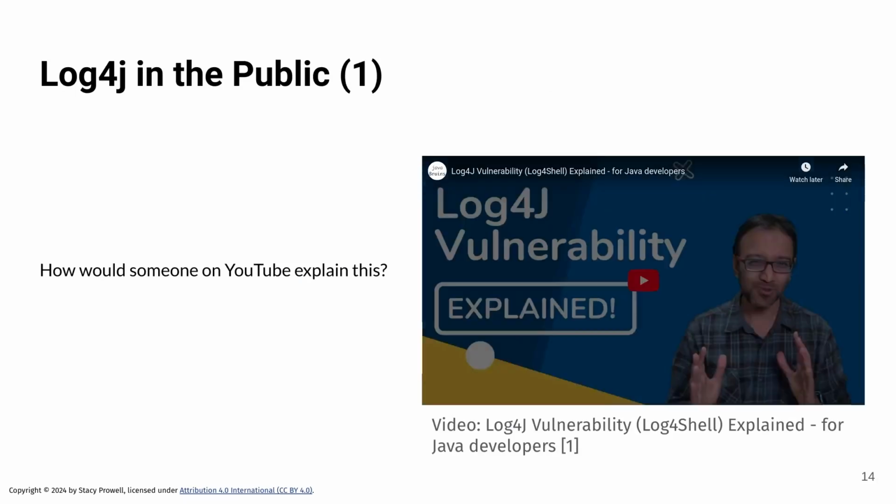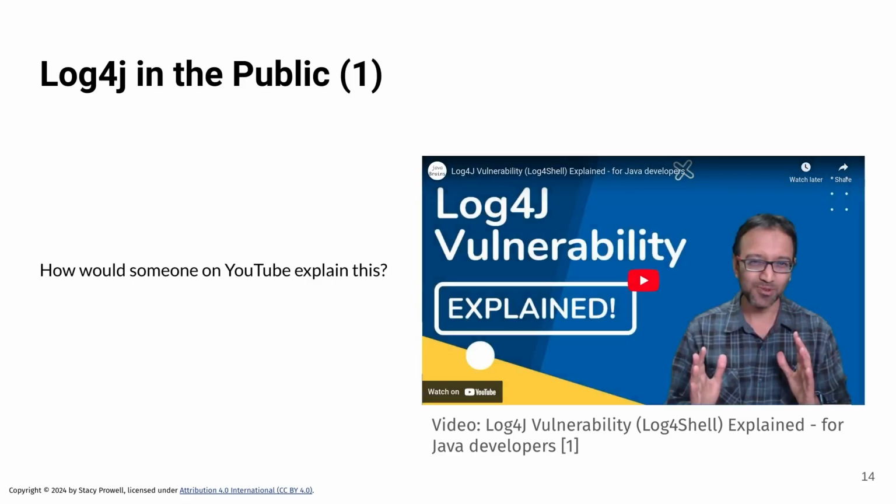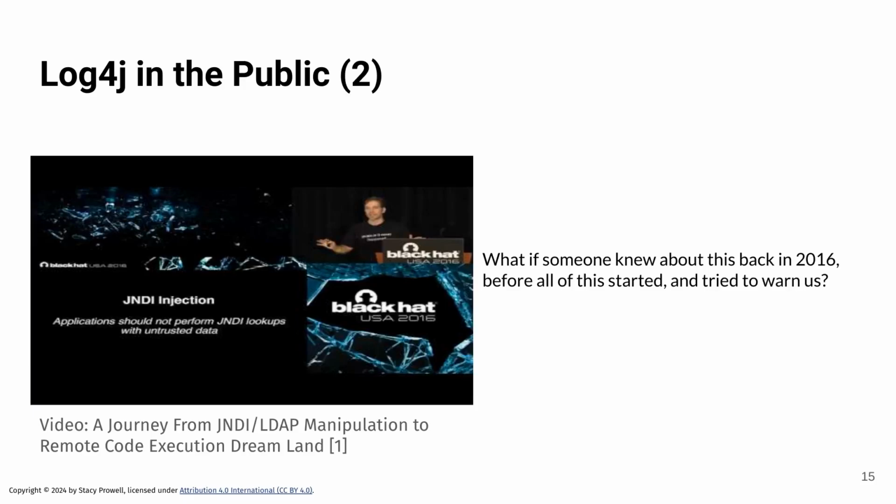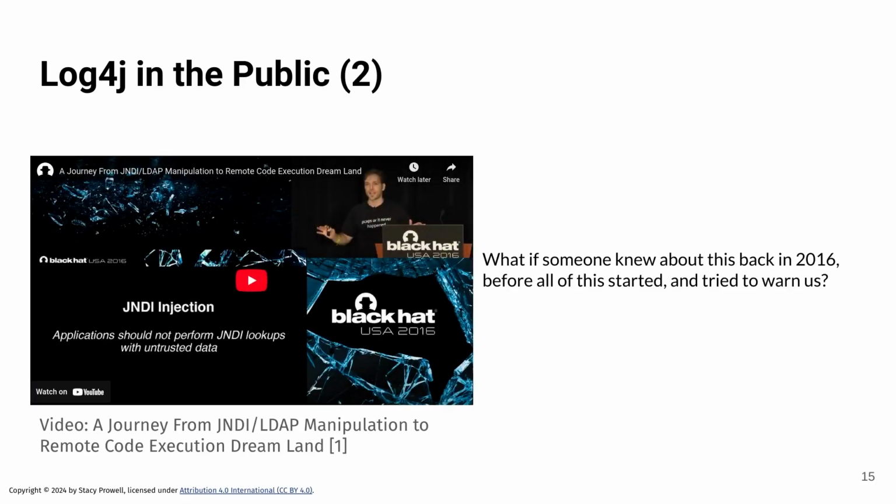So if you're curious how someone on YouTube would explain the Log4j vulnerability, there you go. There's a video where someone explains it. What if, just pretend, this worst vulnerability of all time had been discovered and reported on back in 2016. Remember, this was discovered in 2021. But what if back in 2016 someone had warned us and said, hey, this is a problem, fix it? That could never have happened. But if it did happen, there'd be a video of someone at Black Hat doing exactly that. You're welcome to watch that.